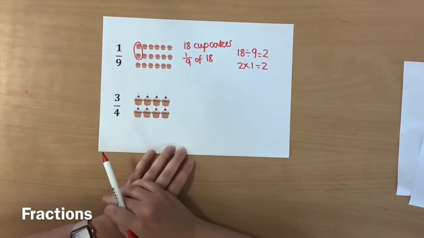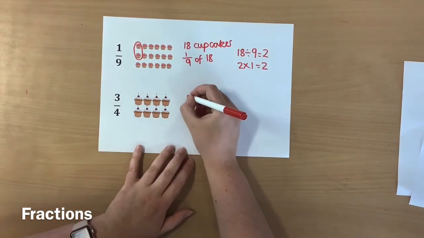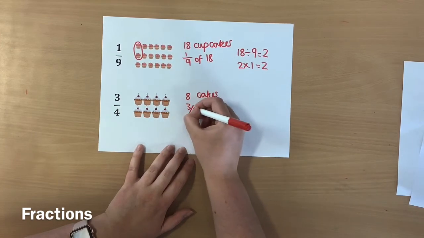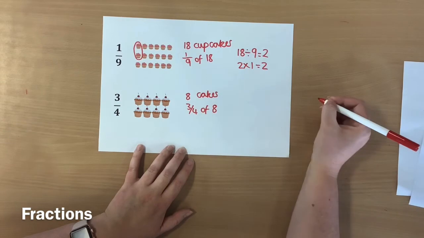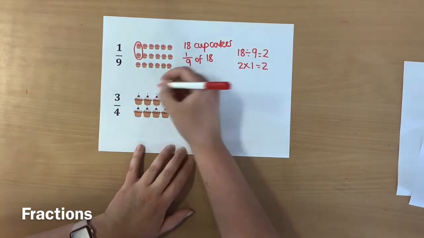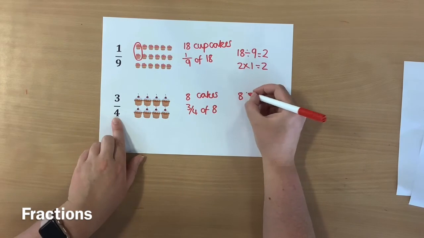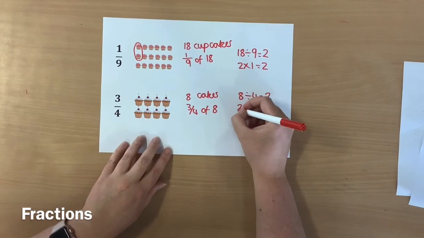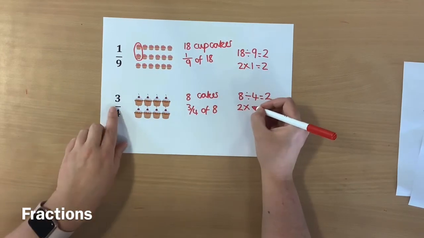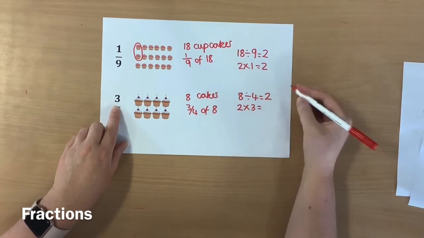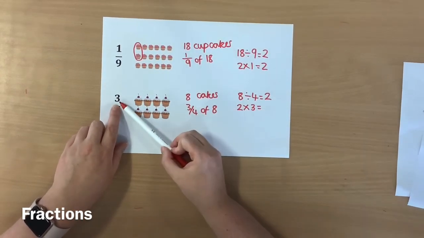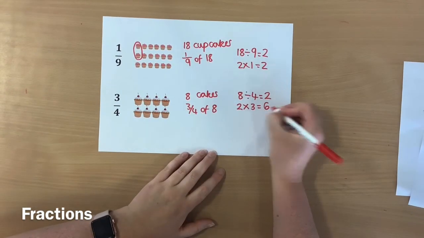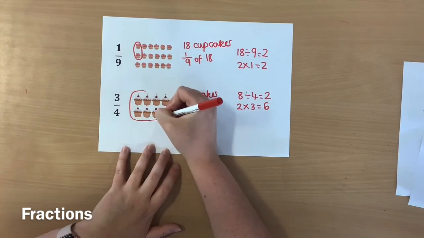This time I want 3/4 of them. So here I've got 8 cakes, and I need to work out 3/4 of 8. So once again, I start with the amount that I have in total, which is 8. Divide it by the denominator, which is 4. 8 divided by 4 is 2. Times it by the numerator. So 2 times 3. This is why I need to make sure that I always times by the numerator, because obviously now in this question, my numerator is more than 1. So 2 times 3 is 6. So I would then circle 6 cakes.